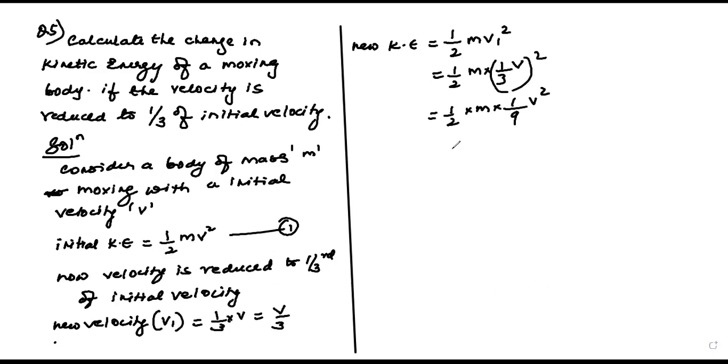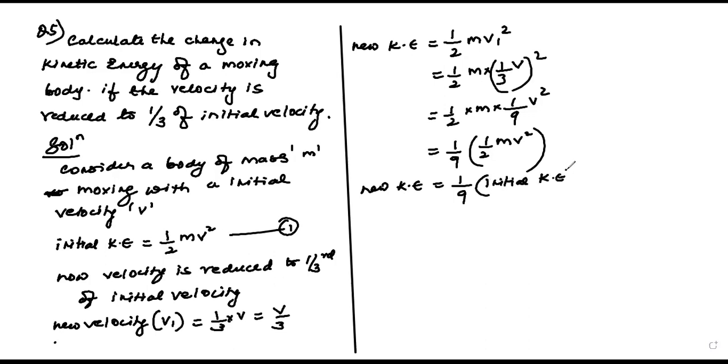Now listen, what I do, this 1 upon 9, I remove it outside, and inside I write half m v square. Why did I do like this? Well, what is half m v square? Look at 1, okay? So naturally, new kinetic energy is 1/9 of initial kinetic energy. Are you getting me? I can say from 1. Okay. So now new kinetic energy is 1/9 of initial energy.